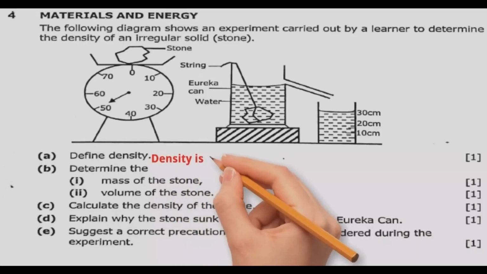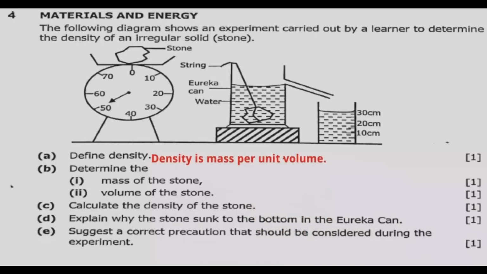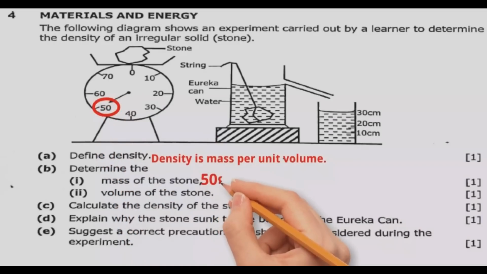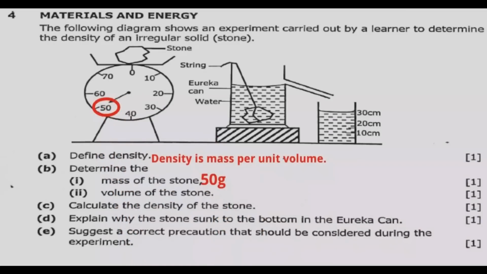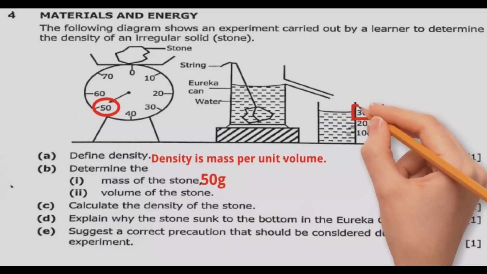Density is mass per volume. Question number 4b1 is determine the mass of the stone. The mass of the stone is 50 grams. Question 4b2 is determine the volume of the stone. We will get the volume from the measuring cylinder here on the far right, the one I've circled there.